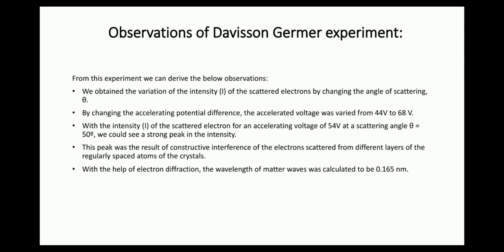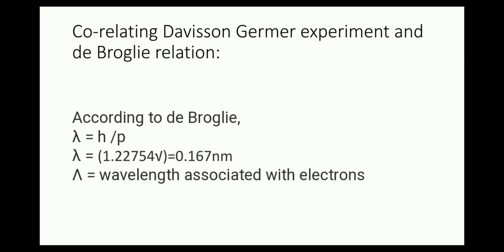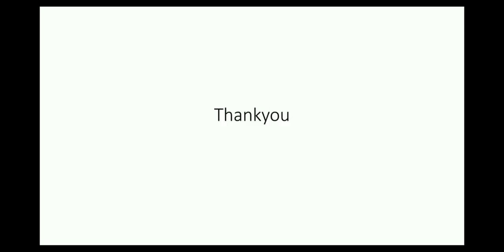With the help of electron diffraction, the wavelength of matter was calculated to be 0.165 nanometers. Now, correlating the Davison-Germer experiment and the de Broglie relation, we obtain that lambda equals h by p, which is nothing but equivalent to the square root of 1.22754 over V, that is equivalent to 0.167 nanometer. This is actually the wavelength associated with the electrons. This is one of the most important relations between the Davison-Germer experiment and de Broglie's. Thank you.